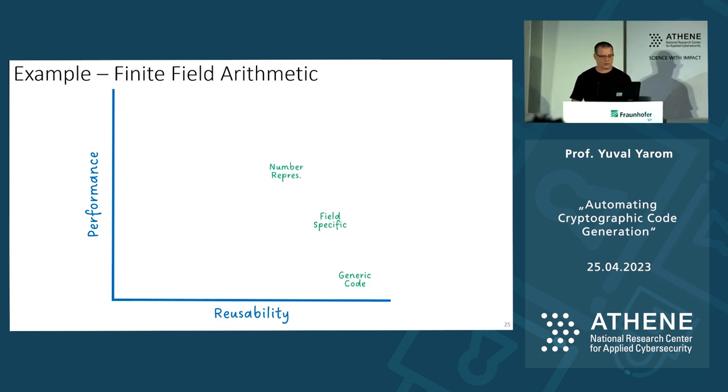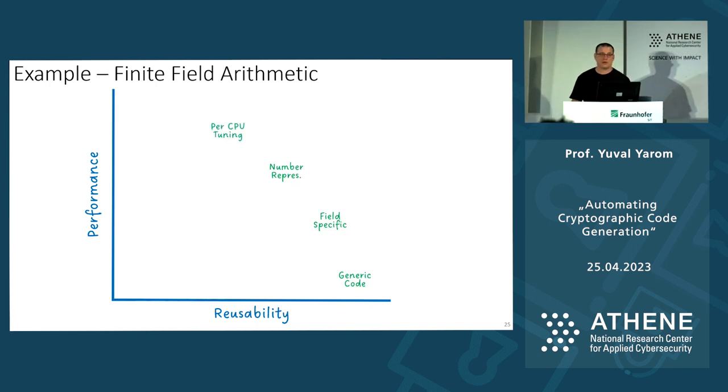We can be even more specialized. We can start representing the numbers in a different way. We can do saturated versus unsaturated representations. We can start working in the Montgomery representation. It doesn't matter if you don't know what this name means. It's just ways of representing numbers that will be more specific to what we do. And then we get better performance and we lose reusability.